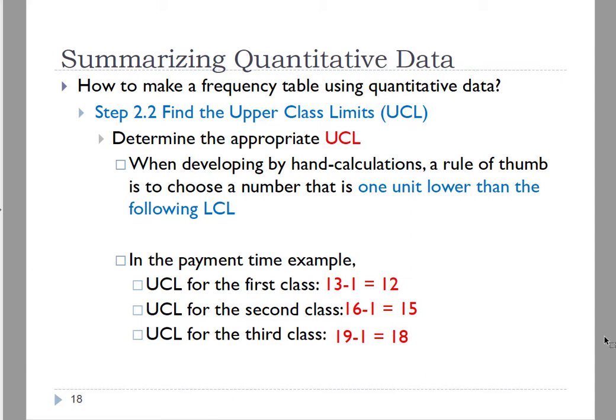So next, we need to find the upper class limit, the UCL. We've got to determine what the appropriate UCL is. When we're developing by hand calculation, a rule of thumb is to choose a number that is 1 unit lower than the following LCL. So in the payment time example, the UCL for the first class is 13 minus 1, that's going to be 12. For the second class, 16 minus 1, that's going to be 15. For the third class, 19 minus 1, that is going to be 18.